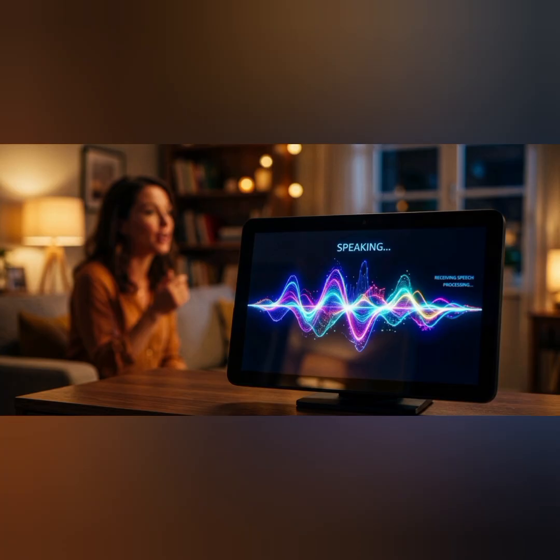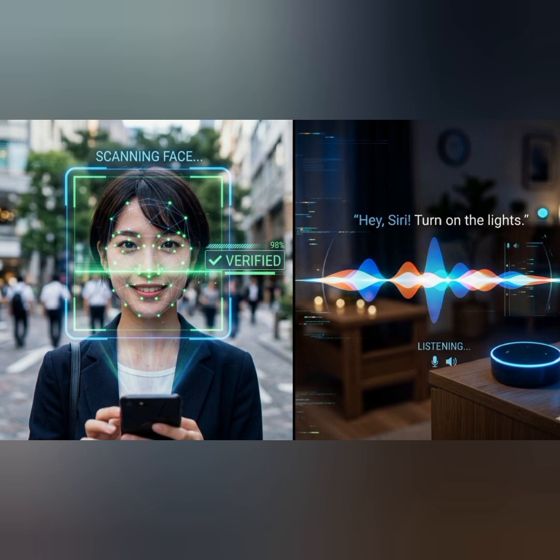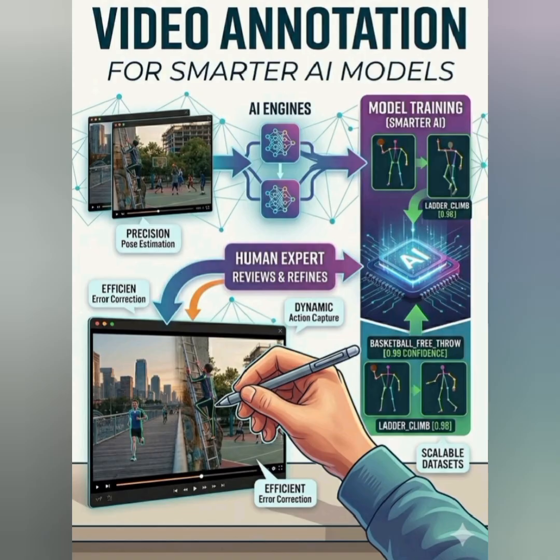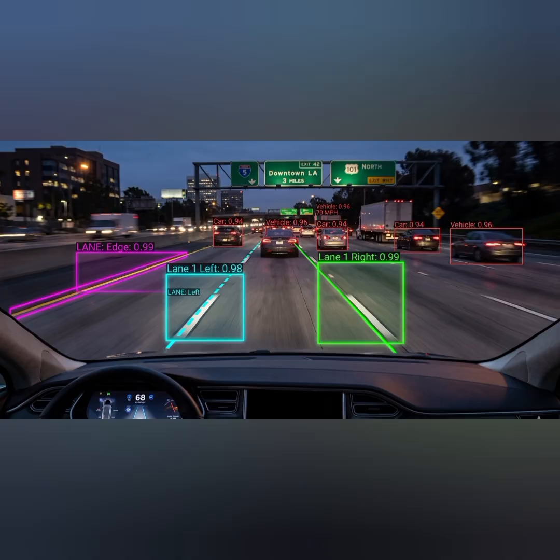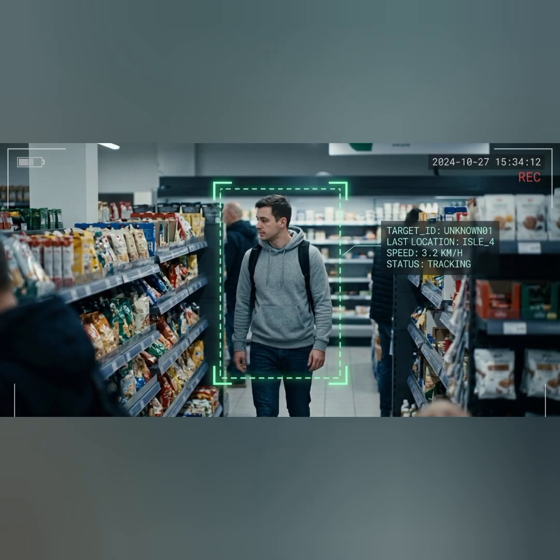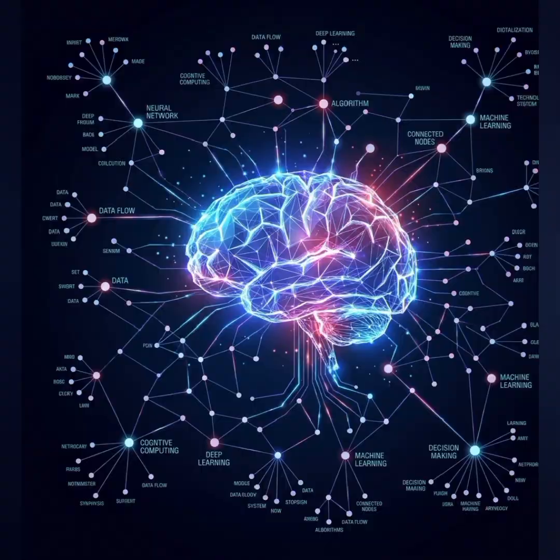And finally, video annotation. This is similar to image annotation but involves tracking objects across multiple frames. For example, following a moving car or a person in a video. This is used in surveillance, sports analysis, and advanced AI systems.